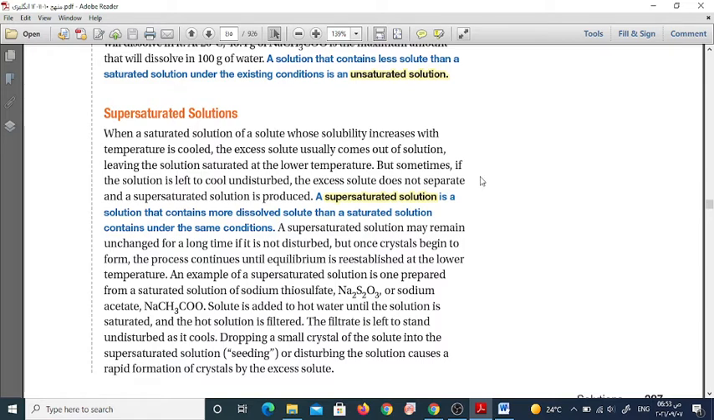How can we get a supersaturated solution, actually? We can get a supersaturated solution when we heat the solution and then cool it down again. So it will contain more solute dissolved in the solution at a specific temperature and pressure.